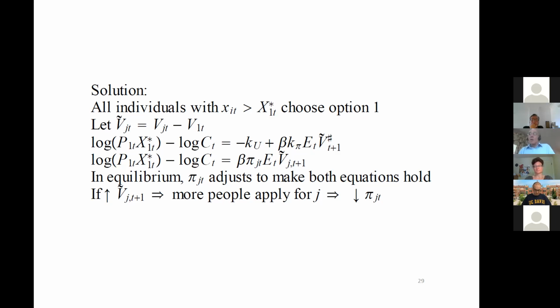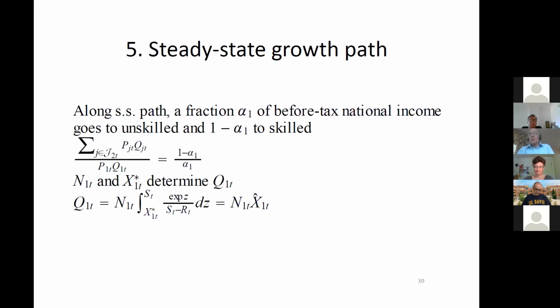And in equilibrium, this pi JT, this probability of getting a job with a continuing specialized good, is going to adjust so that the marginal worker is just indifferent between trying to create a new good, assuming new goods are created, and trying to join an existing good. It's also possible to have equilibrium where in some period no new goods are produced, or in some periods no existing goods are hiring. But in the typical case, they're both happening, and pi JT adjusts to make that true.